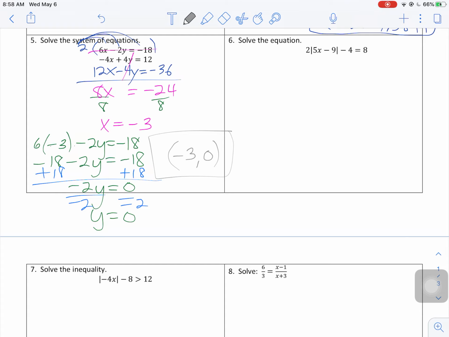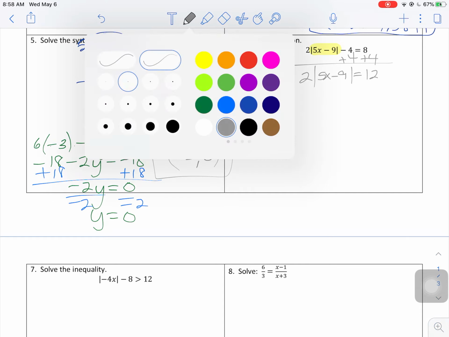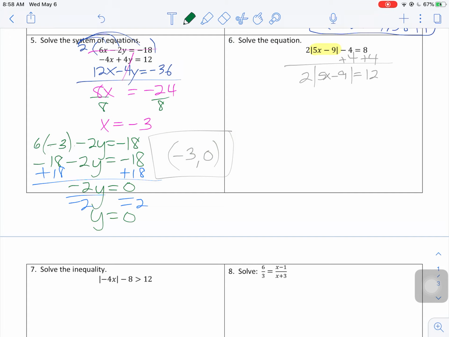Number 6, solve the equation. So whenever you're doing an absolute value equation, you have to isolate the absolute value bars first by doing order of operations backwards. So I have to add 4 to both sides of the equation first before I worry about that 2 up in the front. Speaking of that 2 up in the front, do not distribute it into the absolute value bars. You want to undo multiplication by doing division. So that's how you get rid of that 2.